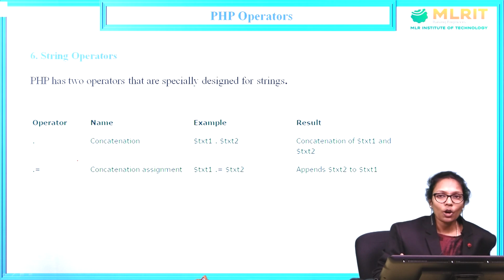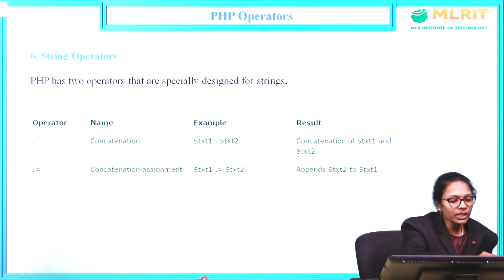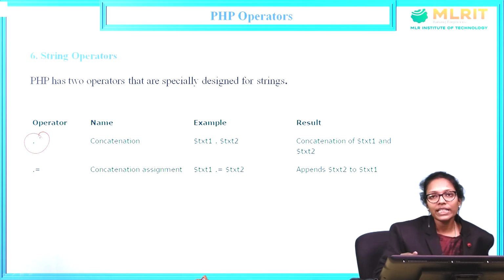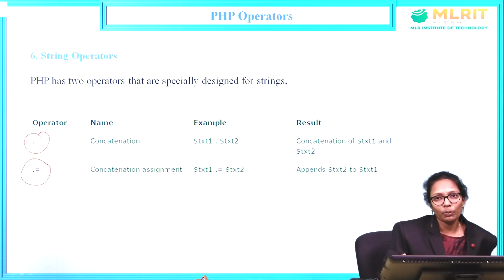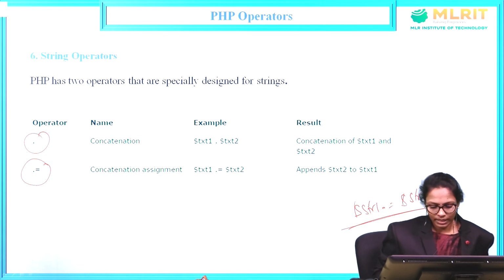And next, string operators. In PHP, we can add two strings using the dot operator. We have seen this in echo statements also. If you want to perform addition of two strings, you can use the dot operator. And dot equal to is a shorthand assignment operator. Like $string1 dot equal to $string2, then you can perform addition of these two strings using this shorthand assignment.